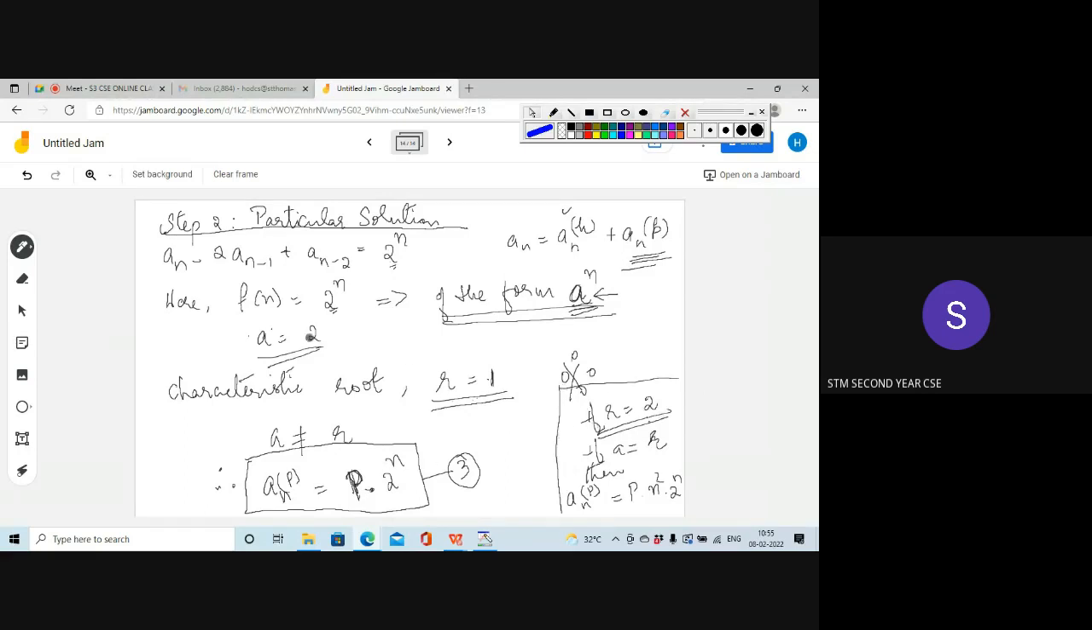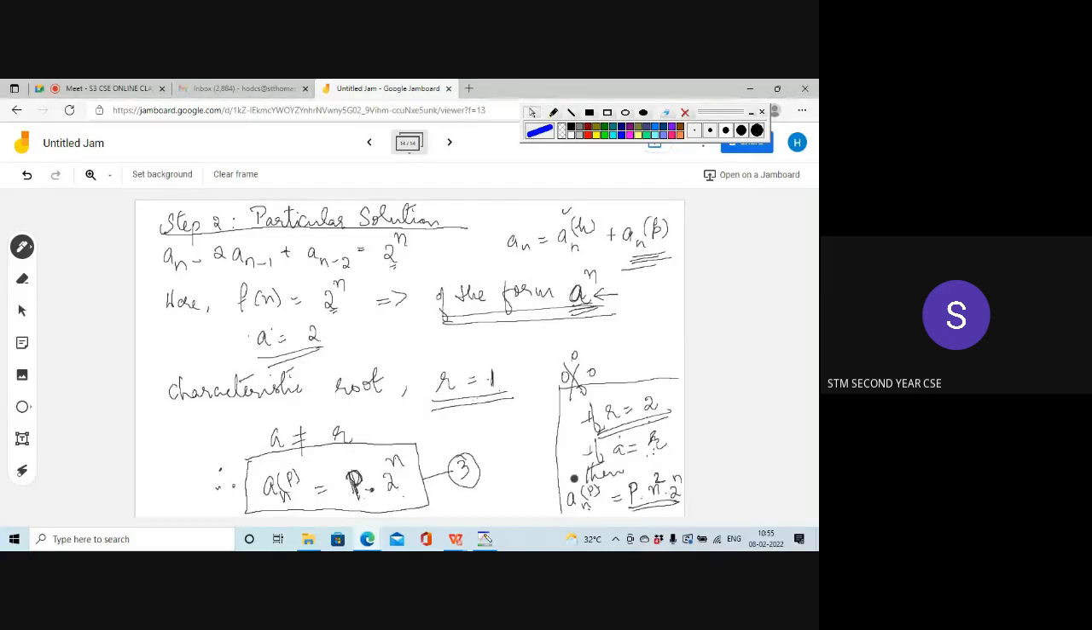In this question, a and r are different, so we will solve with this equation. In the next question, we will consider the case when a is equal to r. If a is equal to r, then the particular solution is given by this formula, that is a constant p into n square into 2 raised to n. Here it is only p into 2 raised to n. But if these two were equal, then the particular solution is p into n square into r raised to n.